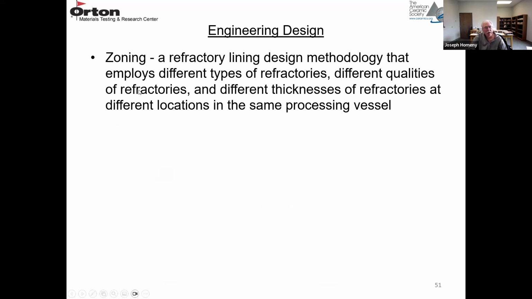And then I also wanted to talk about zoning. So when you make a refractory lining for a vessel, you're usually not using just one material. You're using many different types of refractories. You're zoning the lining. So you zone it with different qualities of refractories, so different chemistries, maybe different thicknesses of the same refractory composition. And you're doing this in the different locations to maximize the campaign life of a refractory lining. So most processing vessels are zoned.